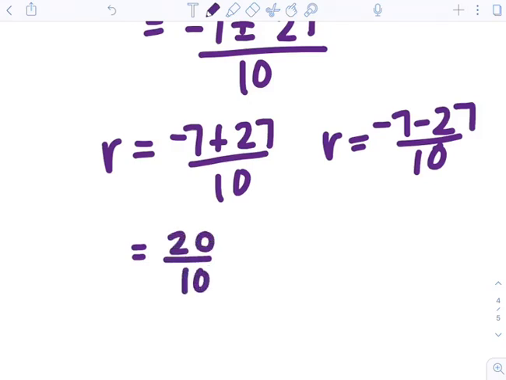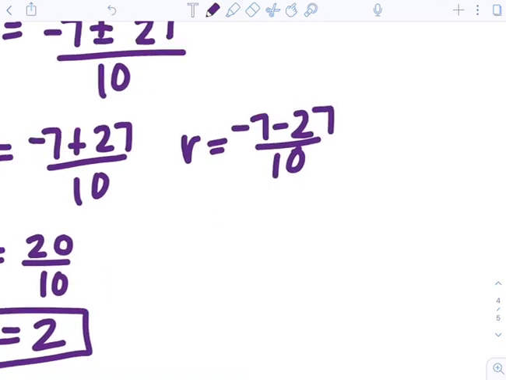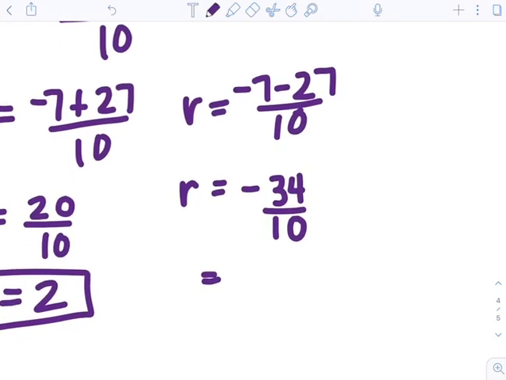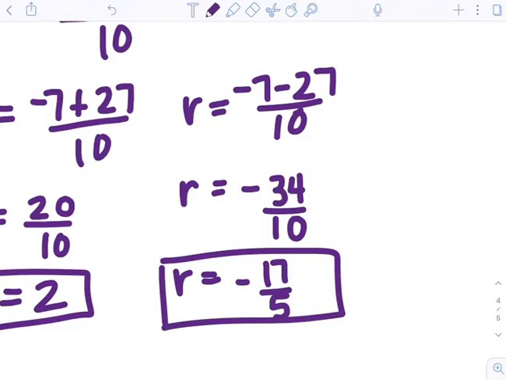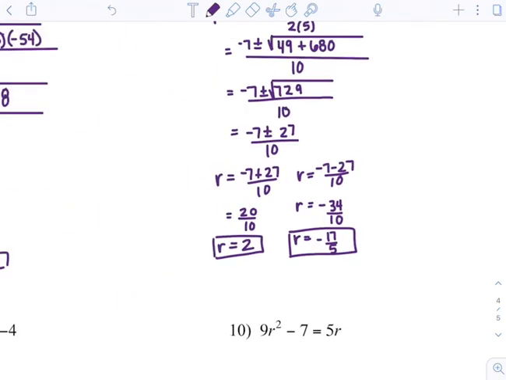Okay, so I get 20 over 10, so r is equal to 2. And then I get negative 34 over 10, and I'm just going to simplify that. So I get 17 over 5. We're going to make that negative, and those are your final two answers.